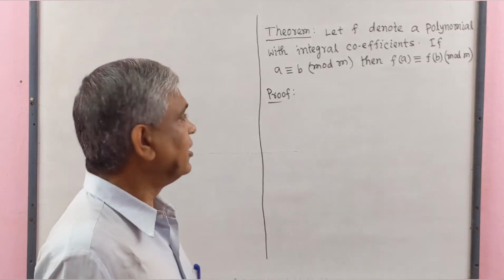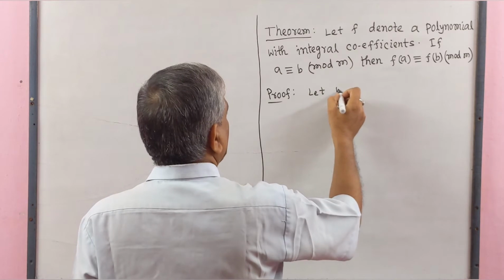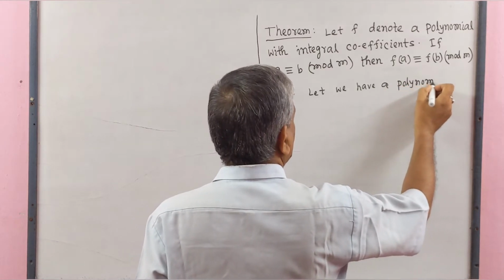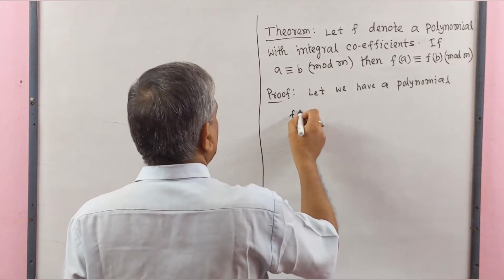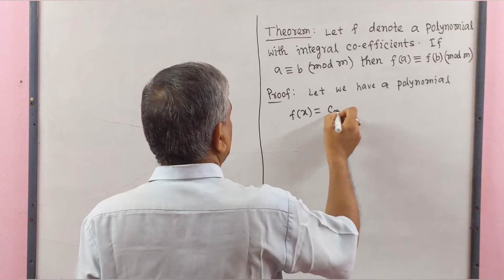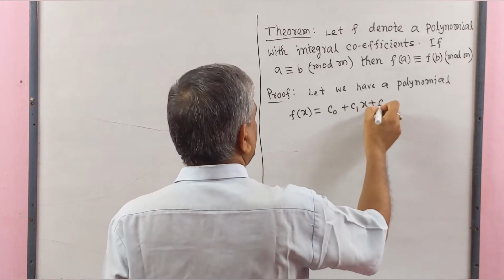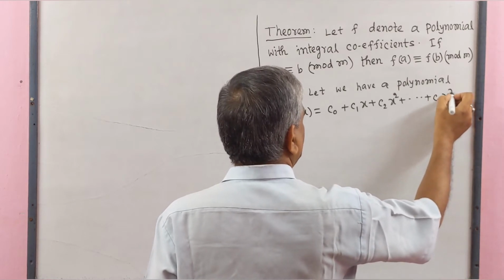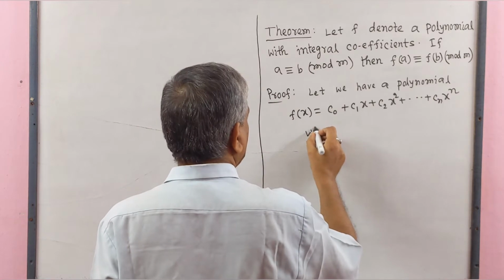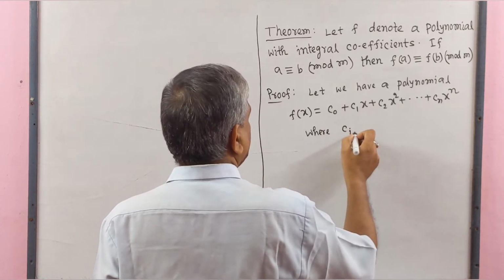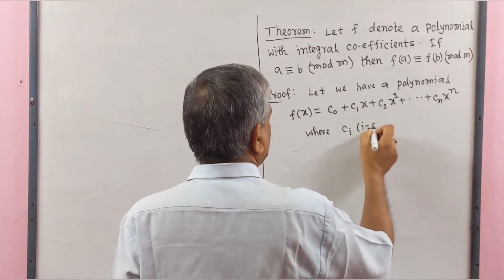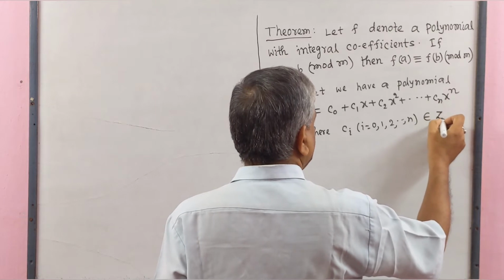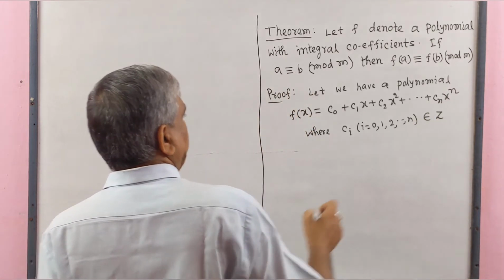Now we prove this. Let we have a polynomial f(x) equal to c0 plus c1x plus c2x square plus dot dot dot plus cn x to the power n, where ci, i equal to 0, 1, 2, dot dot dot n, belong to Z, means integers. This is number 1.